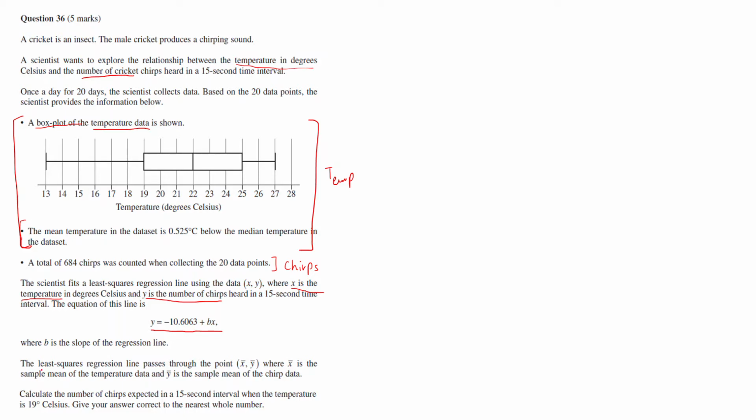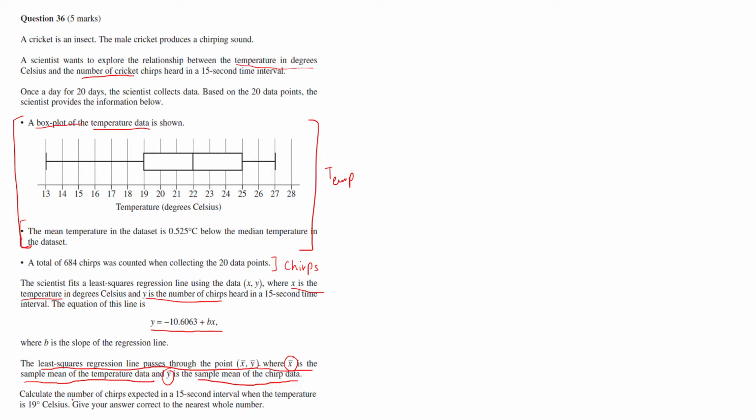The most critical information you're told is that the least squares regression line passes through the point x bar, y bar, which is the sample mean of temperature and the sample mean of the chirp data. Now this is interesting, because if I can calculate the sample mean of temperature and the sample mean of chirp data, all I need to do is plug them in and I can calculate b. So I know a way to calculate b now.